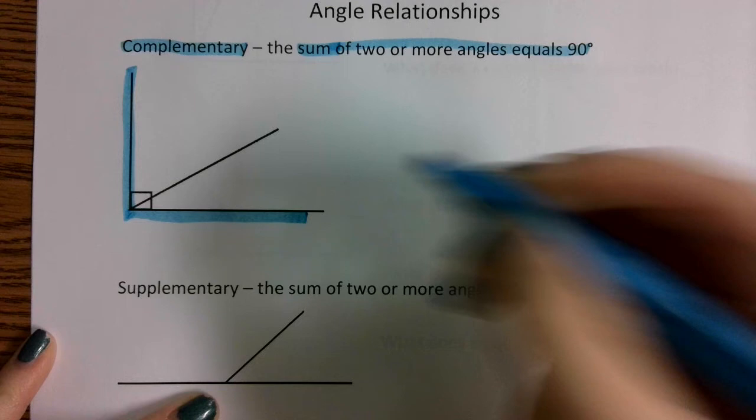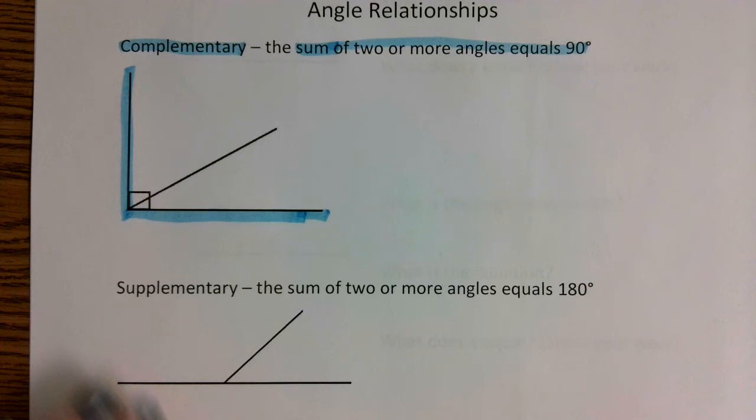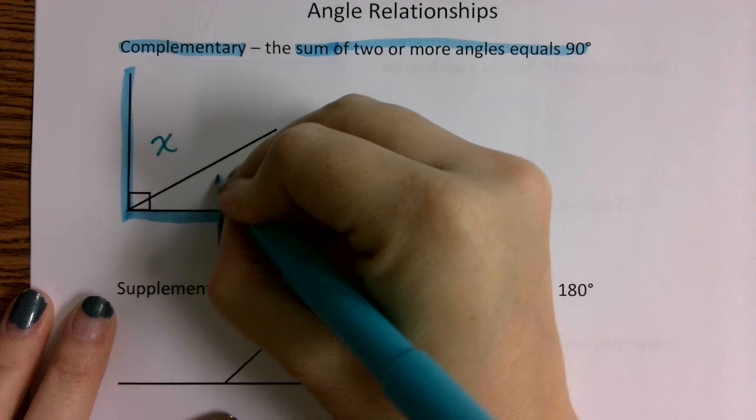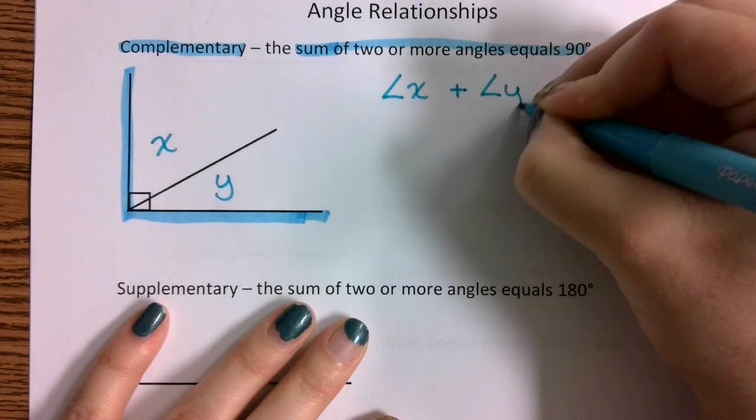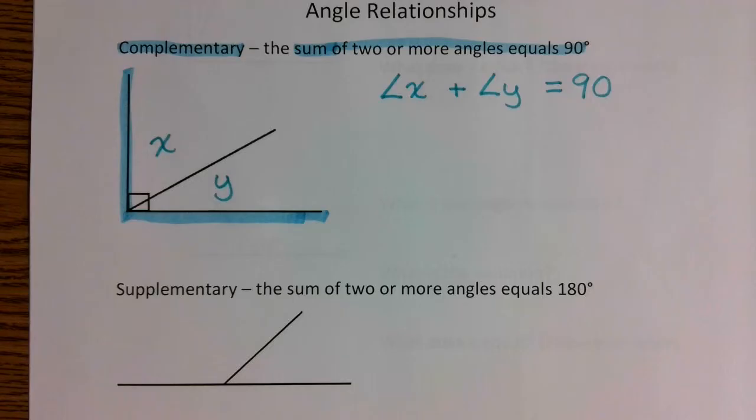So you're forming this 90-degree angle based off of two angles that you have created here. So let's say that this is angle X and this is angle Y. Then that means if I take angle X and I add it with angle Y, it's going to be equal to 90 degrees. If I take the measurement of angle X and the measurement of angle Y, it's going to be set equal to 90 degrees.